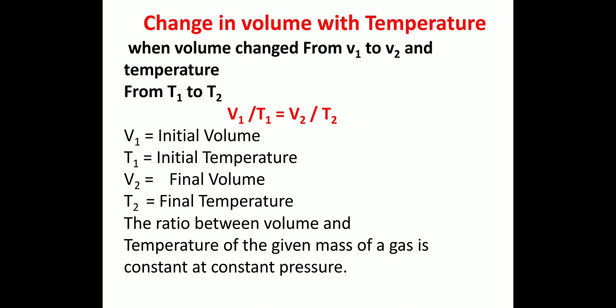When the volume changes from V1 to V2 and temperature from T1 to T2, then Charles' law is represented as V1 divided by T1 is equal to V2 divided by T2. V1 is the initial volume, T1 is the initial temperature. When the temperature increases, the volume of the gas increases, so V2 is the final volume and T2 is the final temperature. The ratio between volume and temperature of a given mass of a gas is constant at constant pressure. We can prove it by a simple experiment.